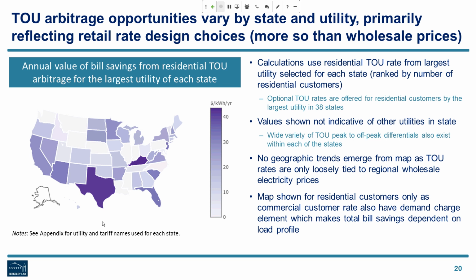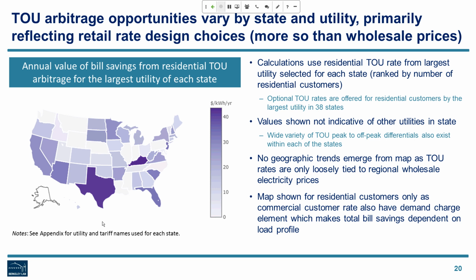The map shows arbitrage value for residential customers only because commercial customer rates often have demand charge elements as well, which makes the total bill savings dependent on the load profile. Whereas when there's no demand charge savings, we can kind of abstract from any particular load profile. So the map, of course, focuses on the largest utilities, so it's not indicative of the other utilities in each of these states. And in fact, there's a wide variety of time of use, peak to off-peak differentials, which exist within each of the states.